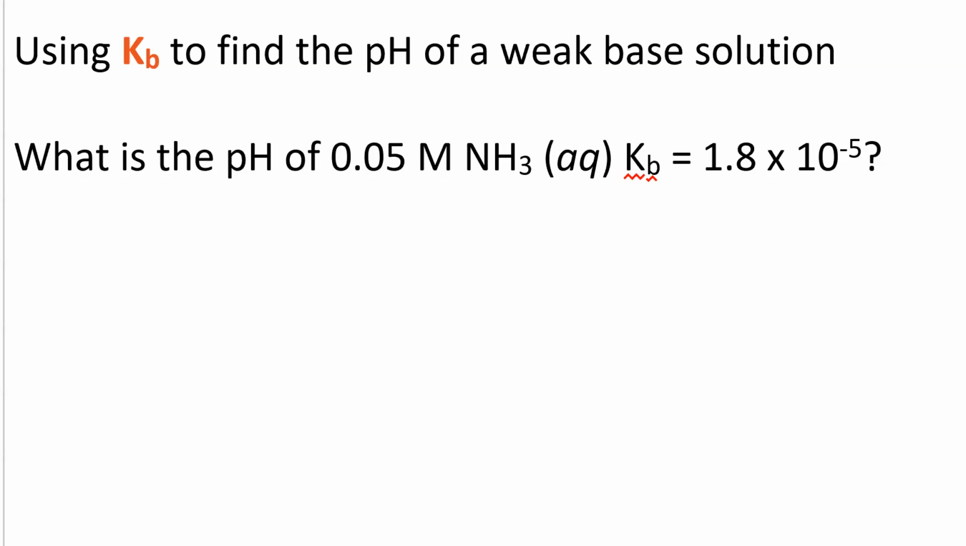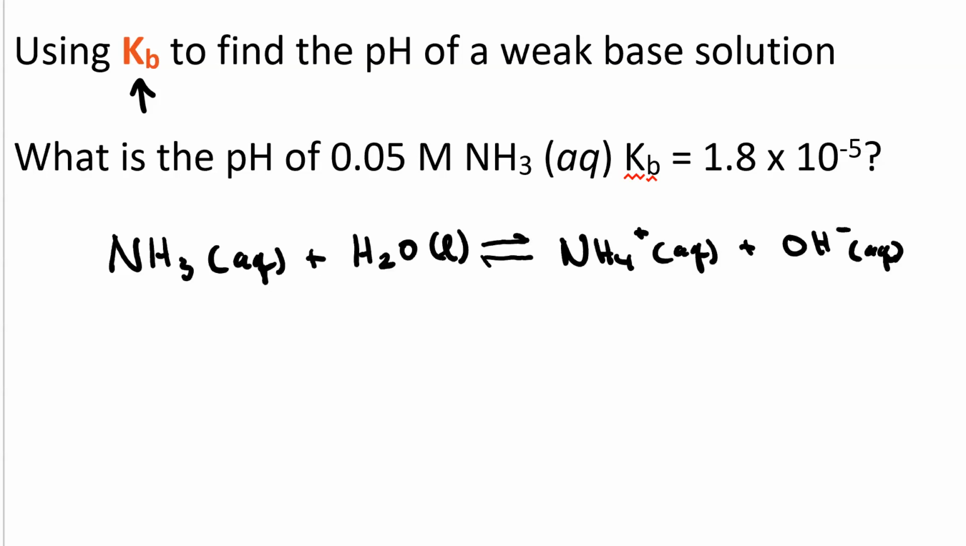There's also such a thing as a base ionization constant, Kb. And we can use that to find the pH of a weak base solution. So here's a question. What is the pH of 0.05 molar ammonia, NH3, which is a weak base with a Kb of 1.8 times 10 to the negative fifth? Same as the value of Ka for our weak acid.